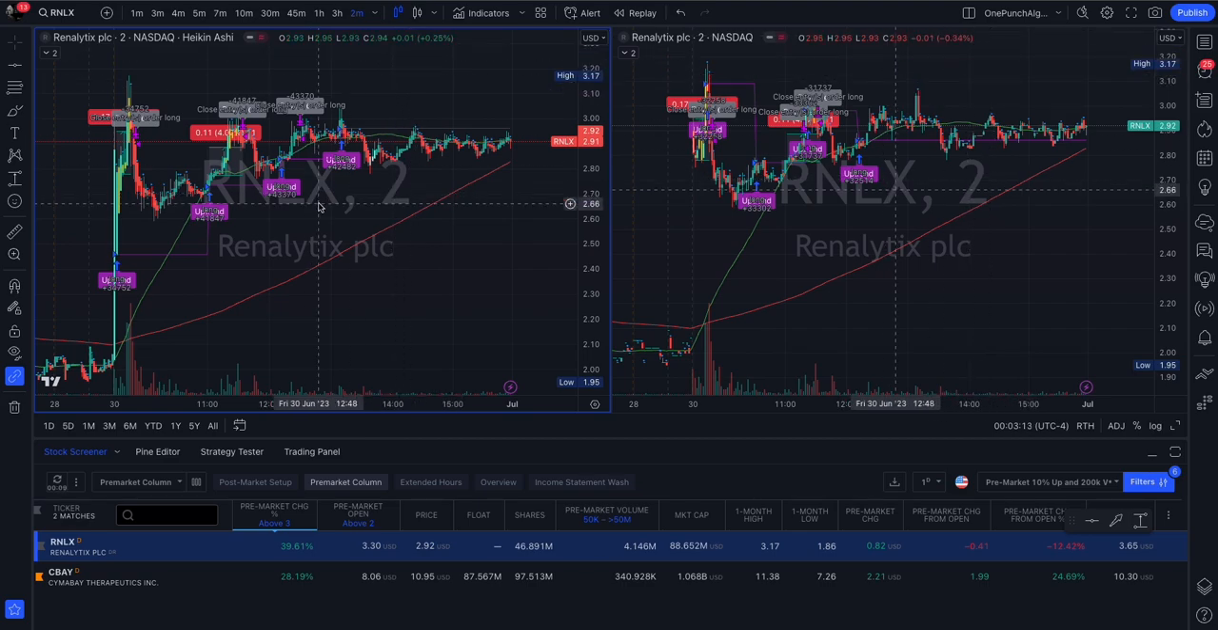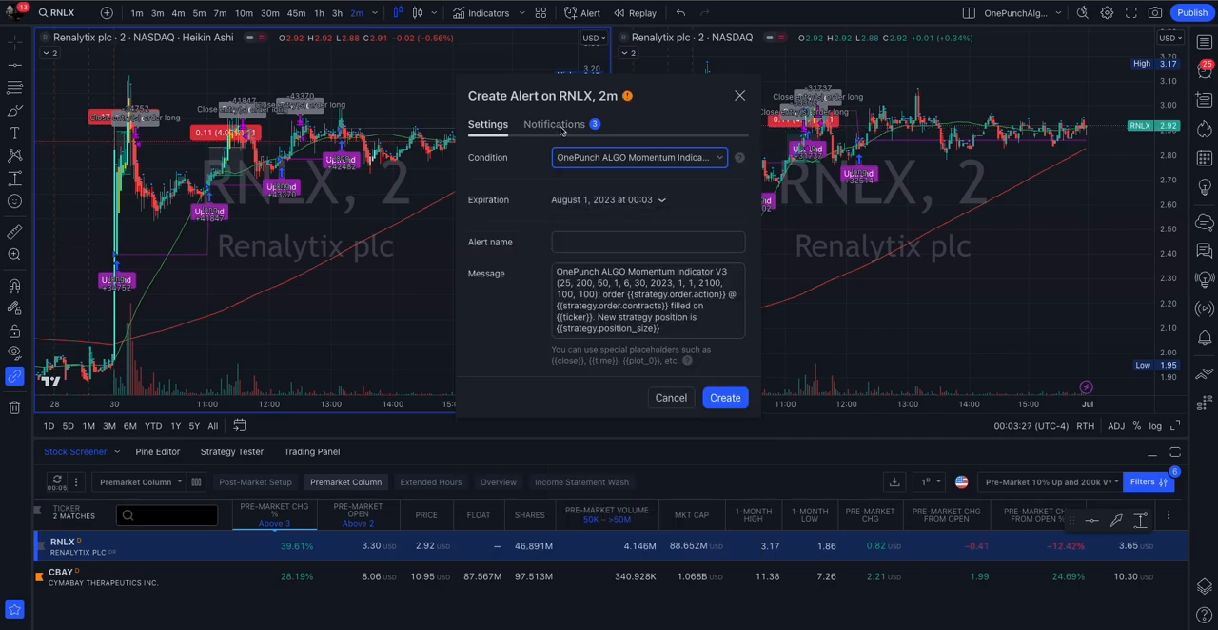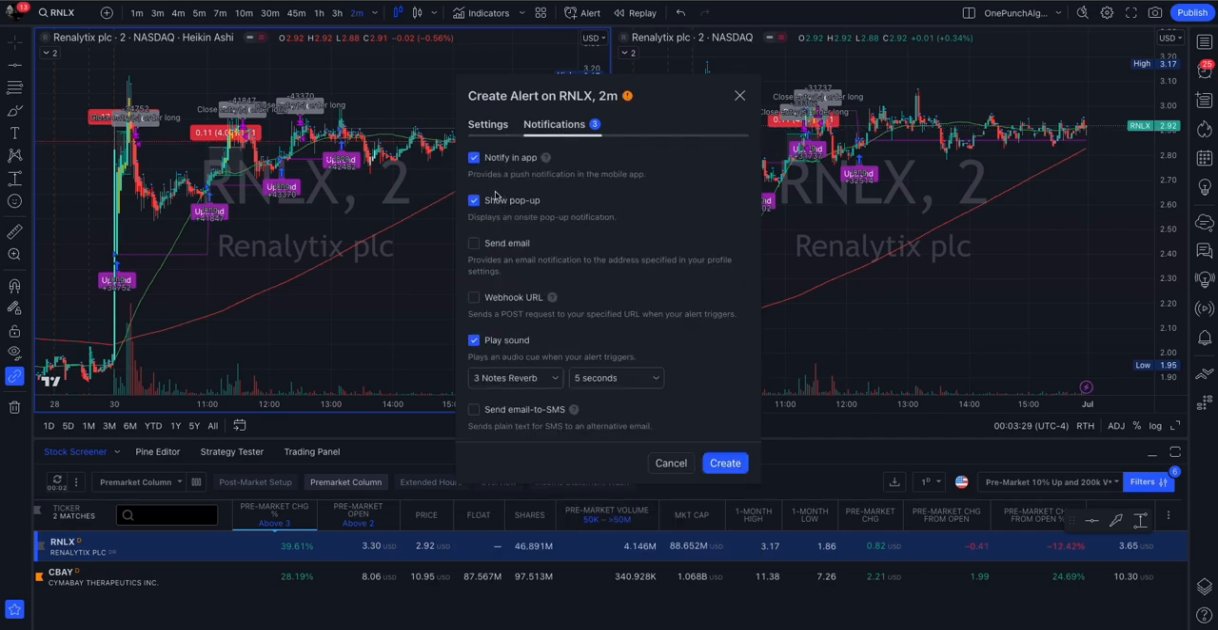And the best part is, if you're doing some other work after 12, make sure to put alerts with OnePunch algo. That way it will indicate if a buy order happens to your mobile phone and also for your browser, and it will also notify using a notification on the app, or it can also send you a sound like that for 5 seconds.